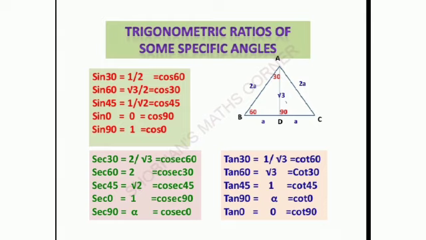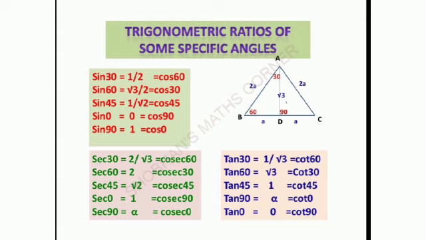We can see sin 45 is 1 by root 2 and cos 45 is also 1 by root 2. We have already seen the formula tan theta is equal to sin theta by cos theta. Here if you write sin 45 by cos 45, both are equal, therefore tan 45 is 1. Similarly cot 45 is also 1, because cot 45 is equal to cos 45 by sin 45, they are equal, therefore cot 45 is also 1.